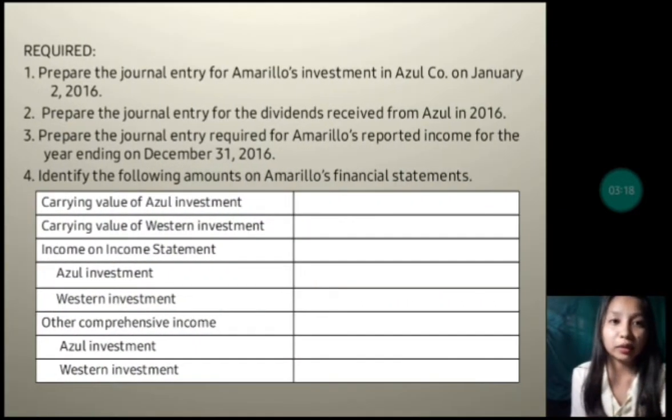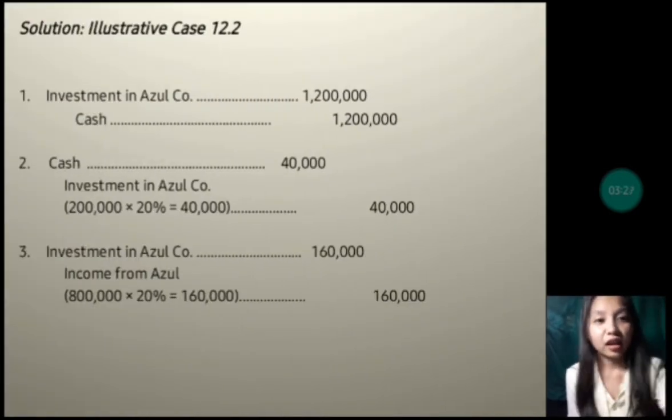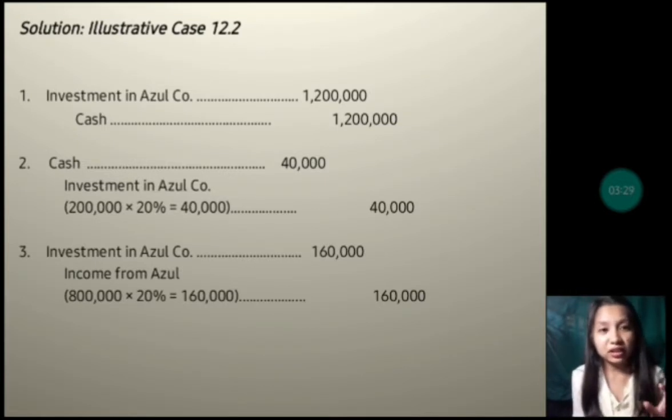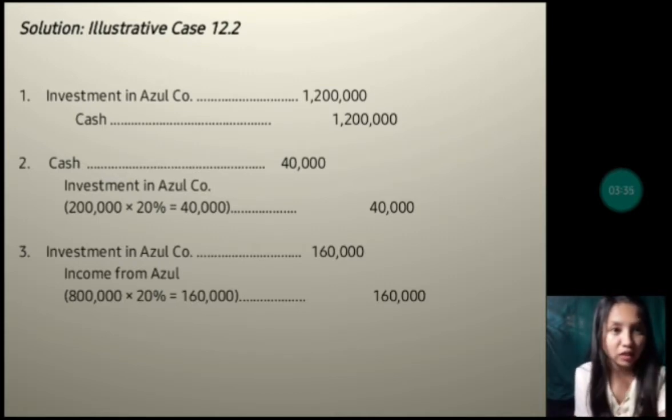And the second requirement was prepare the journal entry for the dividends received from Azul in 2016, which was 200,000 given. But since there is a 20% ownership interest, you have to multiply the 200,000 dividends times 20%, which is equal to 40,000. So debit cash, credit investment in Azul Corporation, amounting to 40,000.